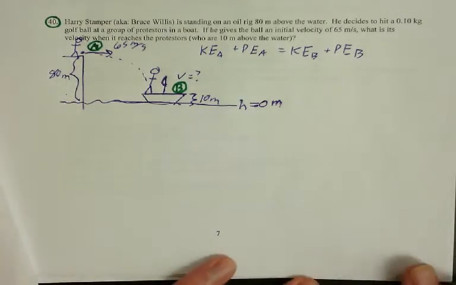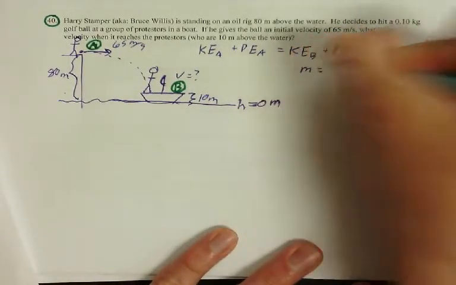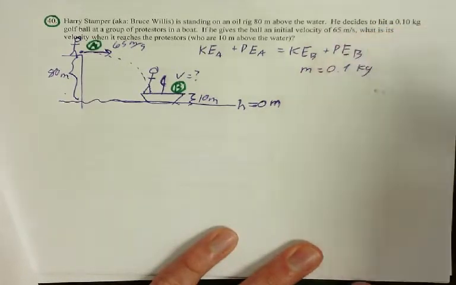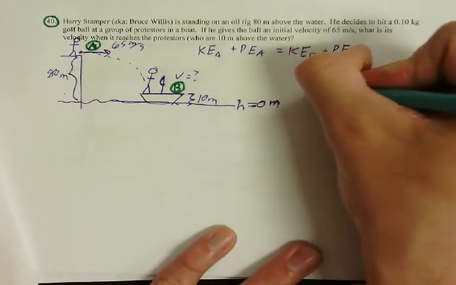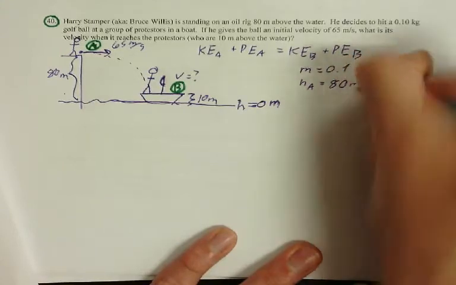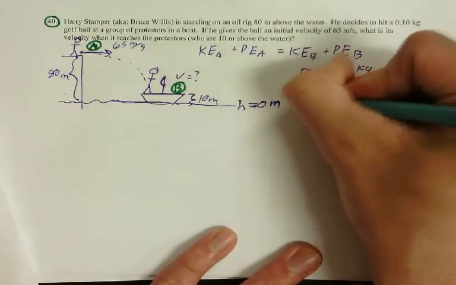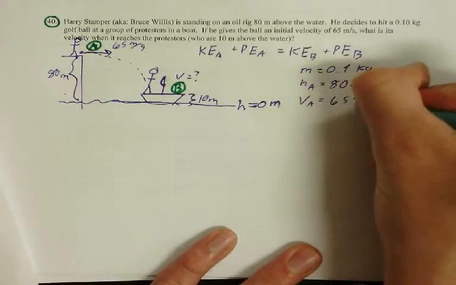So now we can start doing our knowns and unknowns. For example, the mass is 0.1. Then we have the height at A. So the height at A is 80 meters. Again, I'm doing the water as 0. And my velocity at A is 65.